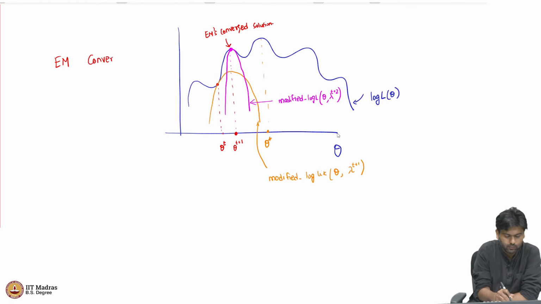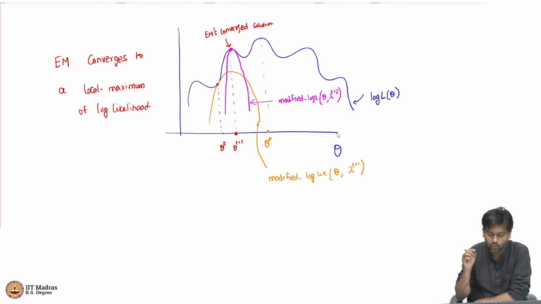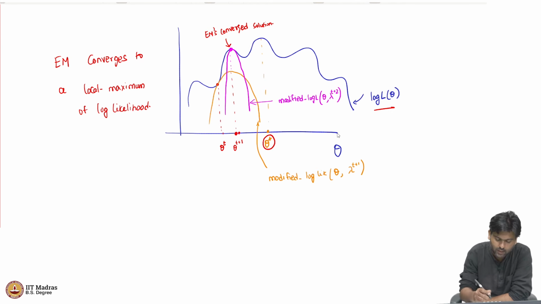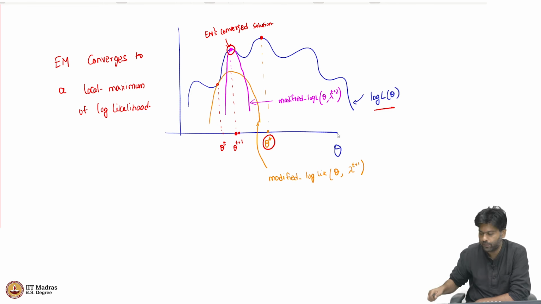EM converges to a local maxima of log likelihood. While you really wanted to maximize the log likelihood function, which means that you wanted theta star, what you will eventually get is only a local maximum. You may not get here, you will converge to a local maximum.